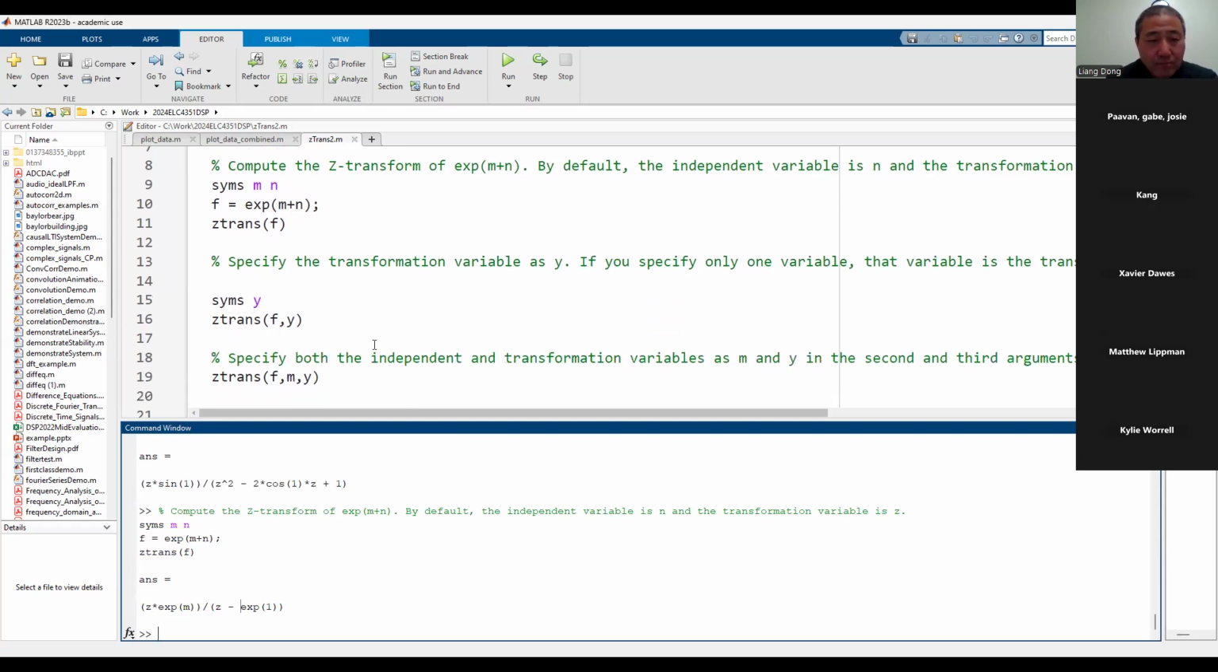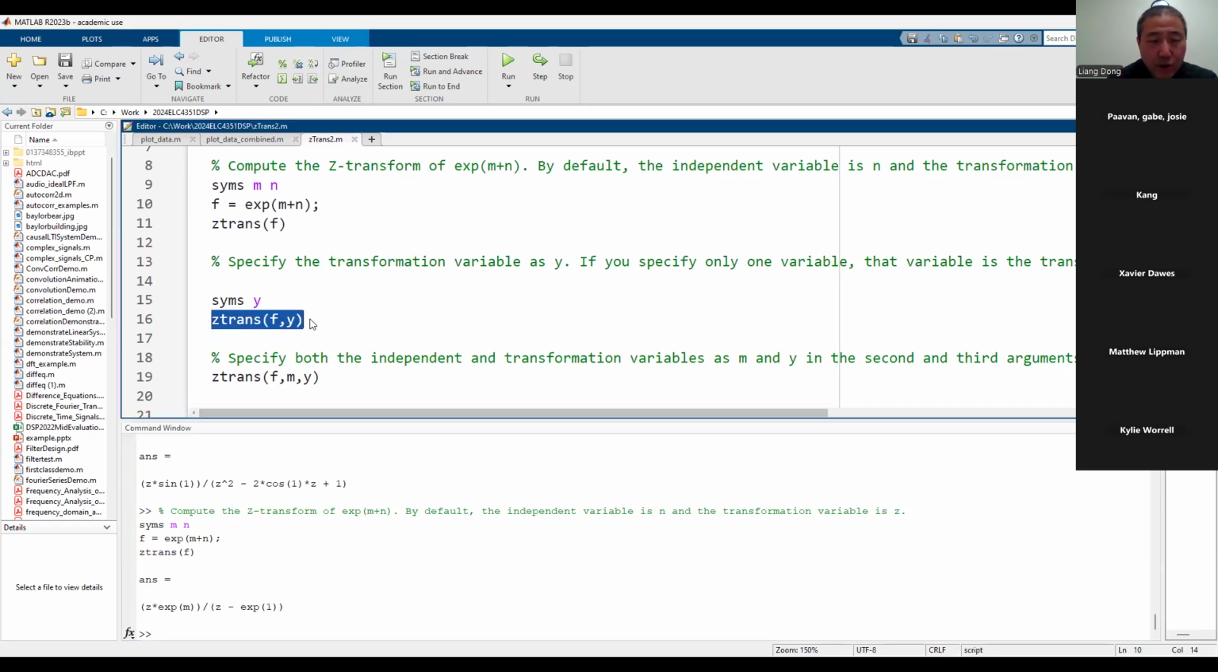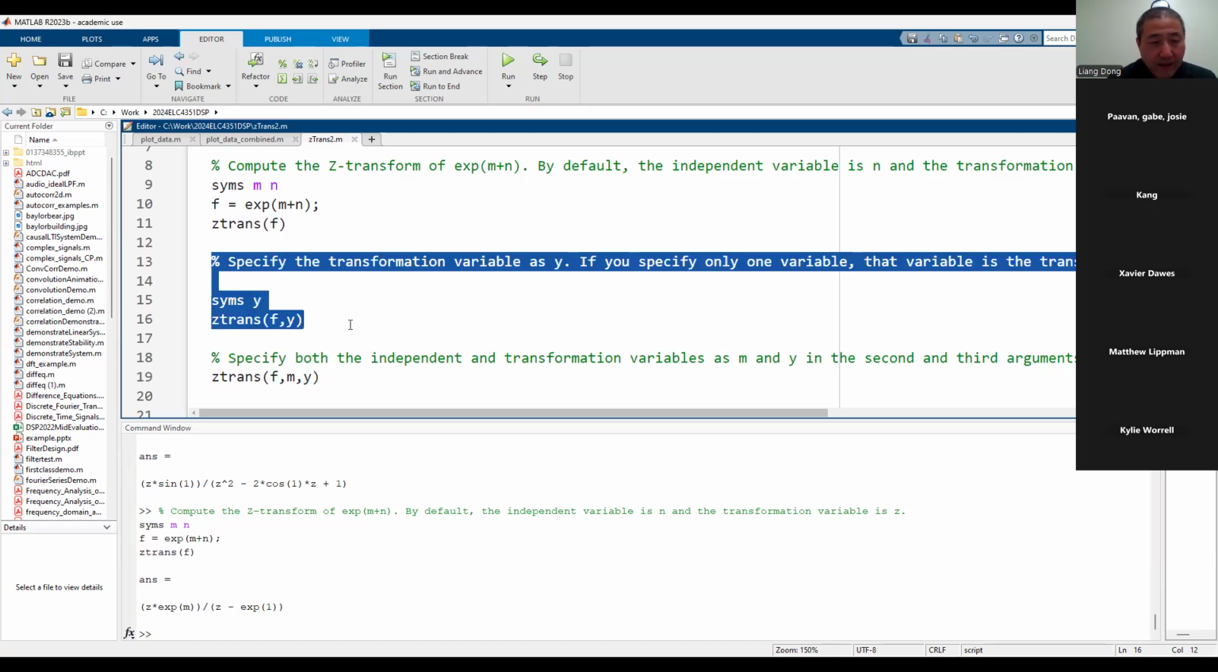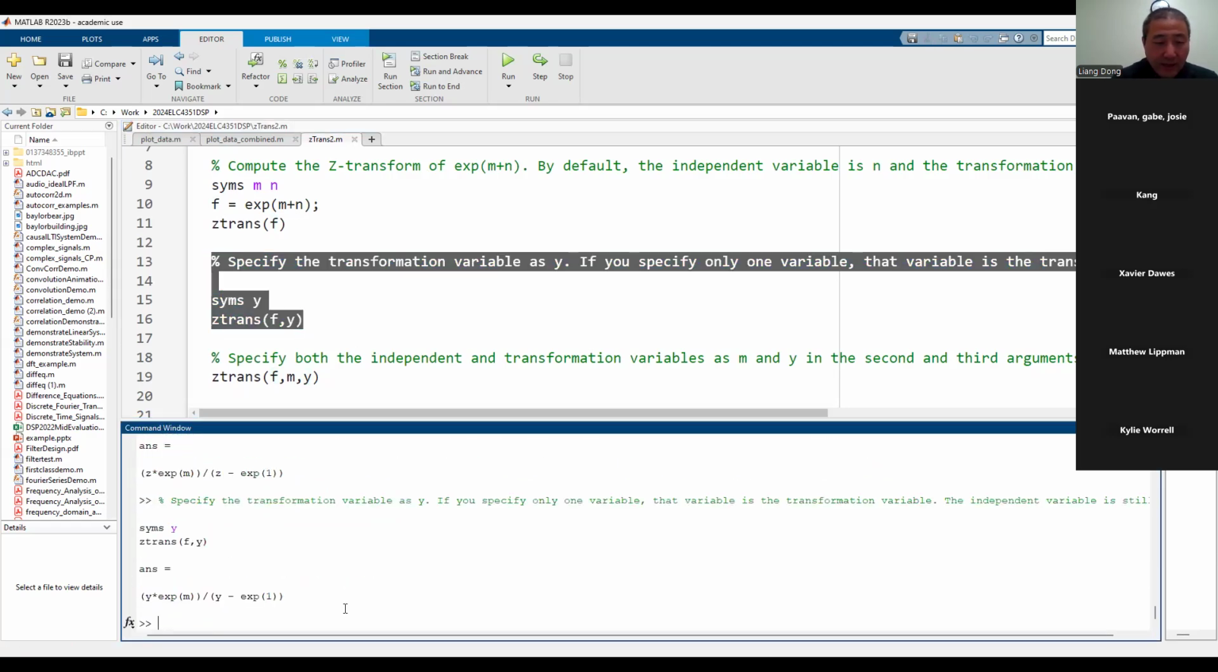By default, the output transformation variable is z. But you can define another transformation variable and just put it in the function, like your function f. What is the output you want? You want a variable called y. You define the symbolic y. And let's do that. That just gives you y, right? Instead of z, now it gives you y.